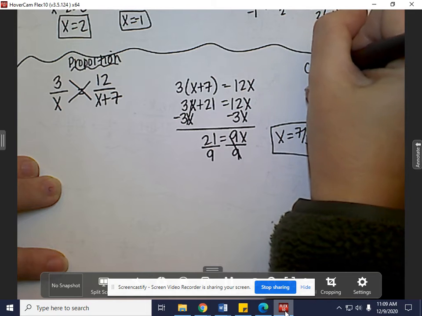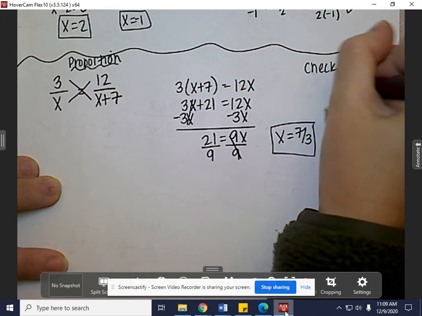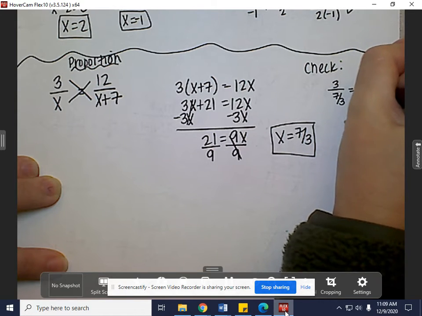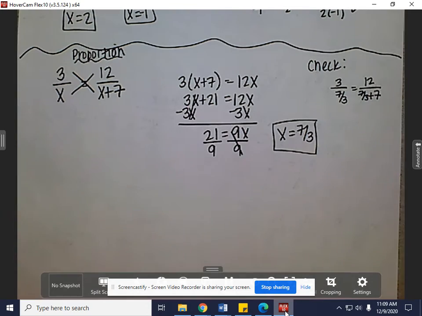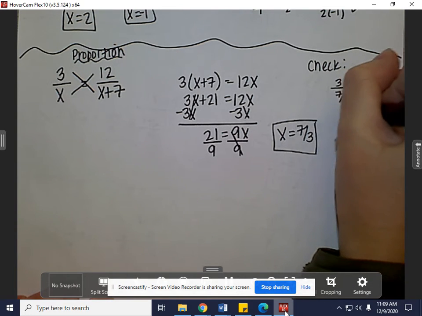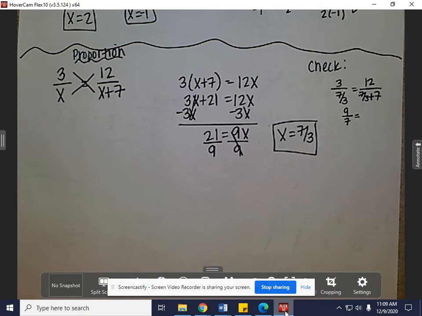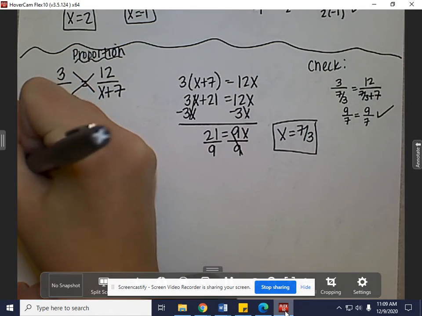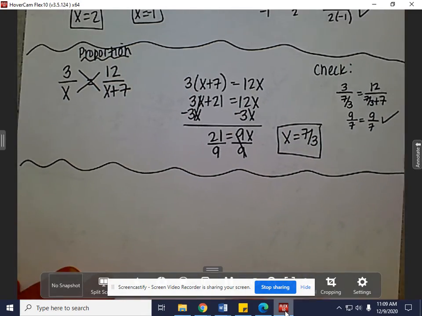I'm going to check my answer. So 3 over 7/3 is going to equal 12 over 7/3 plus 7. I'm getting lazy here, so I grab my calculator. Well, 3 over 7/3 I can do, that's going to be 9/7. So once again, I'm just using my calculator just to quickly check. I'm going to do that denominator first. So I have 7/3 plus 7, and then 12 divided by that gives me 9/7. So I've now reminded myself that that is in fact an answer, and I'll go from there.